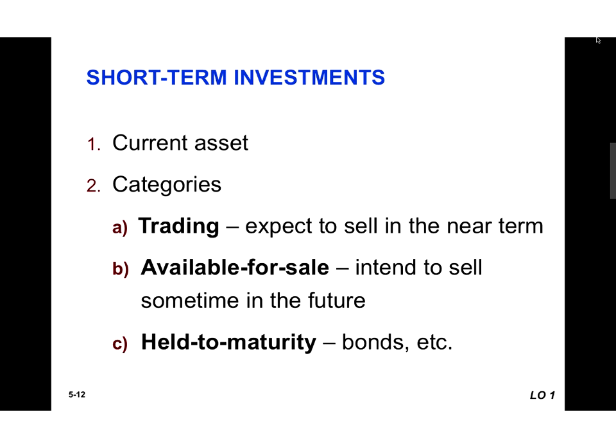So short-term investments. Short-term investments are considered a current asset. And then there's 3 categories. We're going to be talking about the trading securities in this chapter. But for right now, what you need to know is there are 3 categories. The 3 categories are trading, available for sale, and held to maturity.